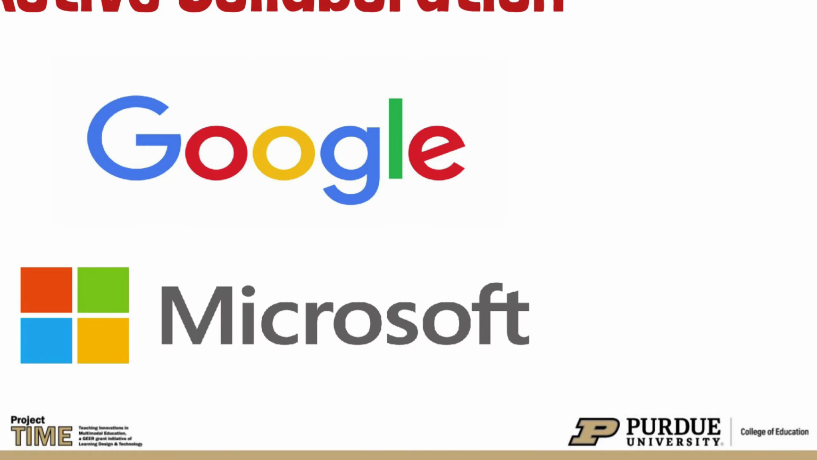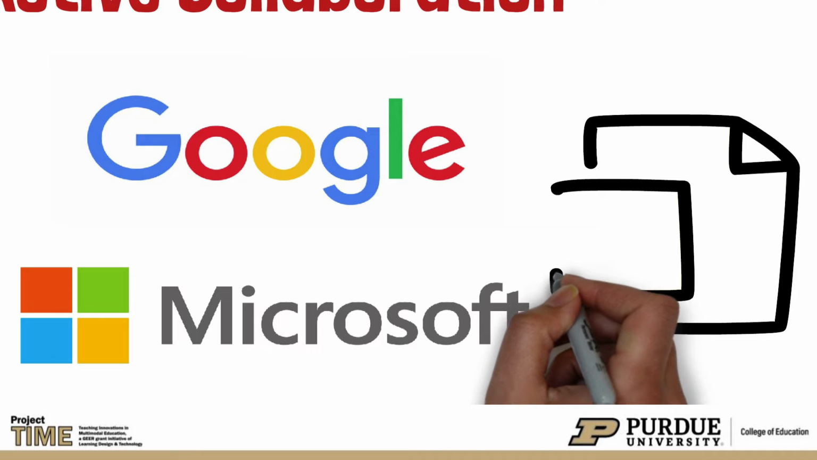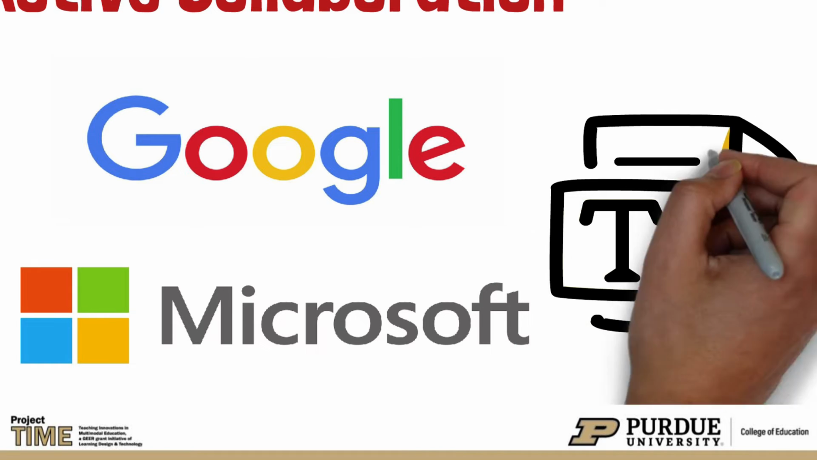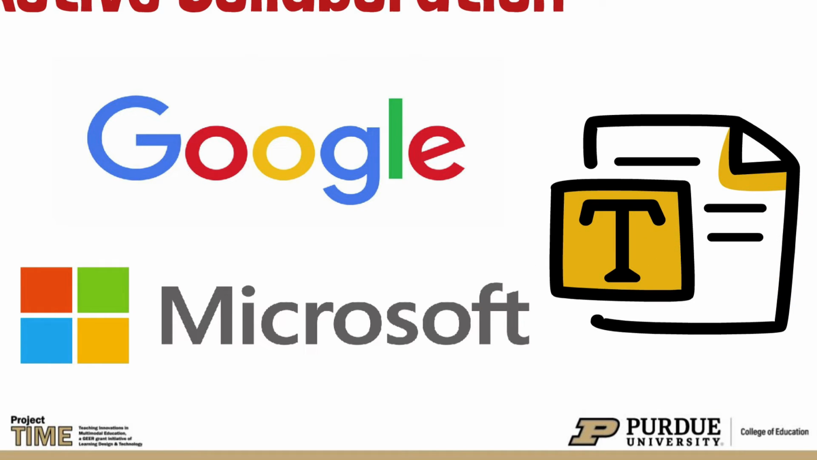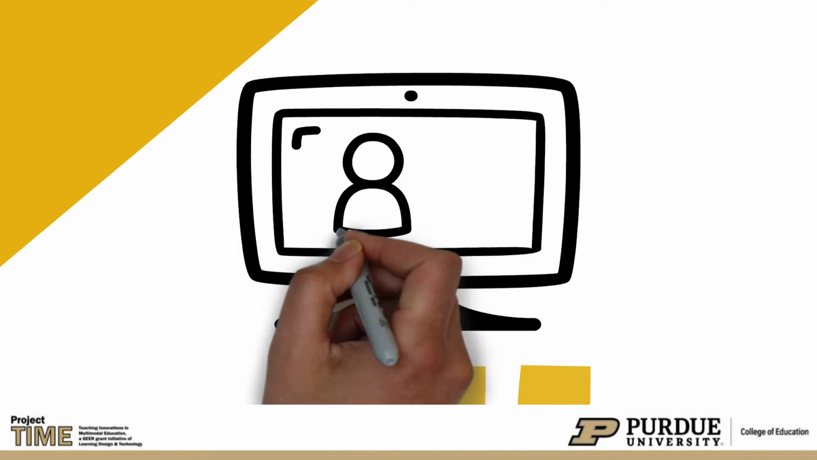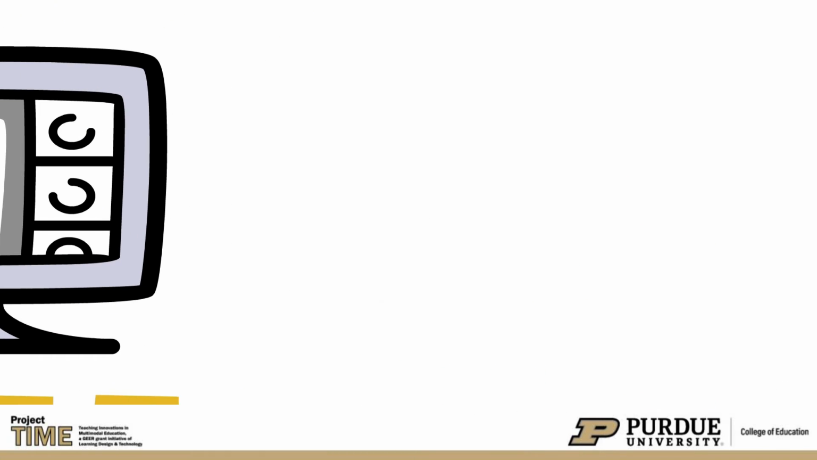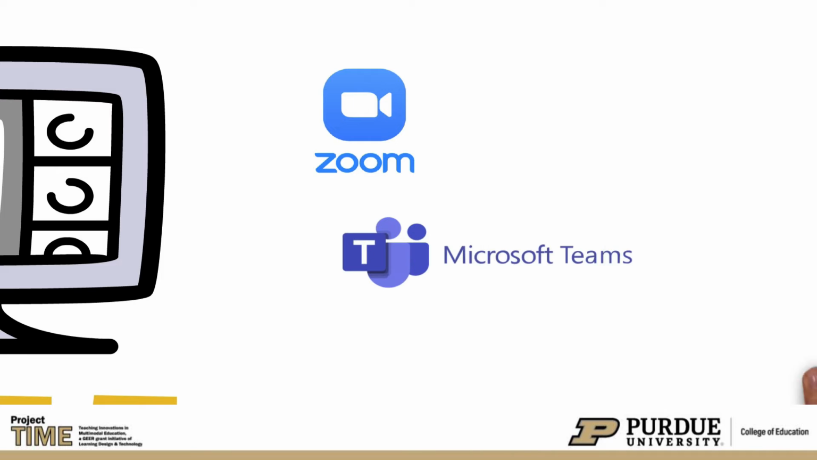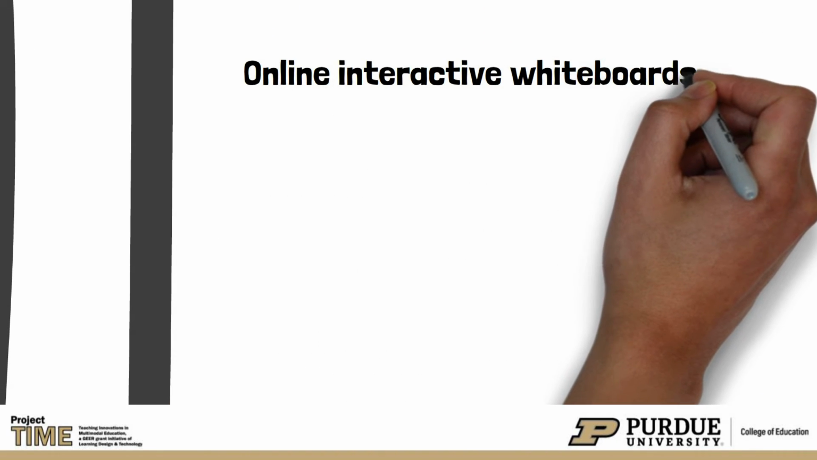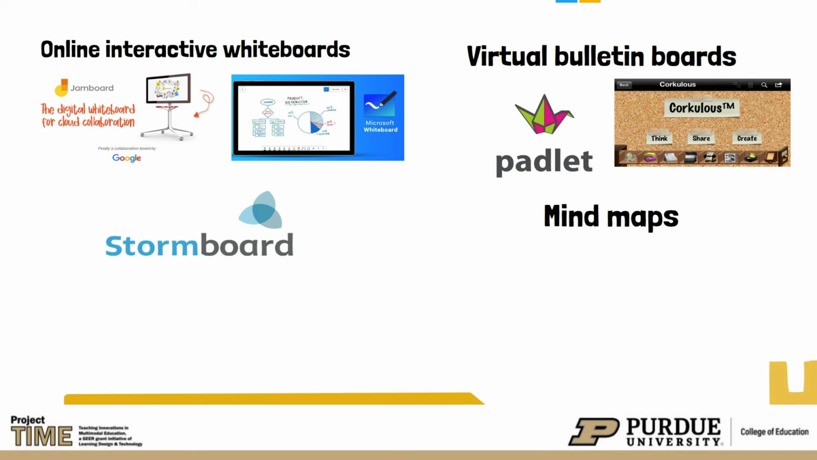Both Google and Microsoft offer tools that support online student collaboration in which students can share and edit files synchronously for enhanced collaboration experiences. Additionally, students can participate in synchronous, real-time conversations through video conferencing tools like Zoom, Microsoft Teams, and Google Meet. Other online tools that support and enhance collaboration include online interactive whiteboards, virtual bulletin boards, or mind maps.